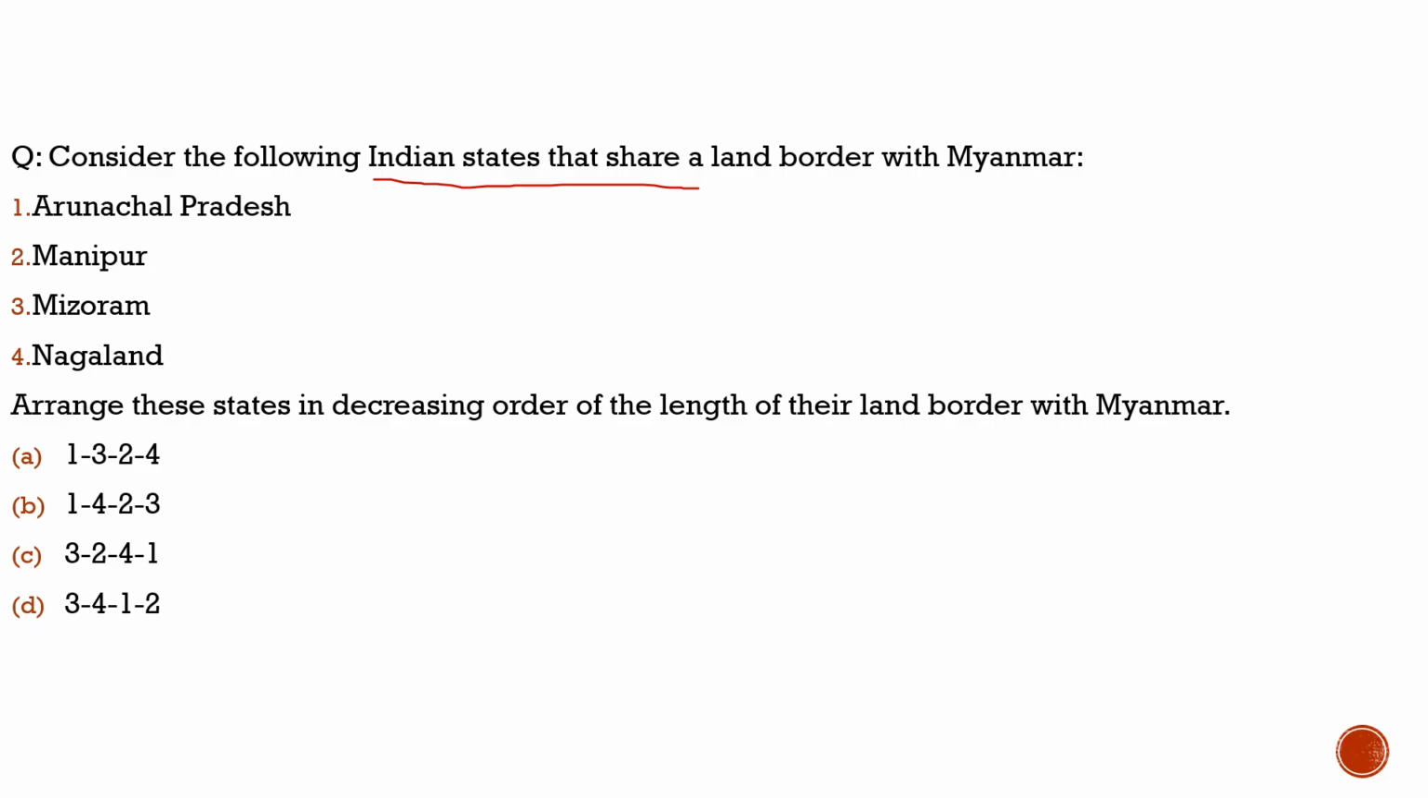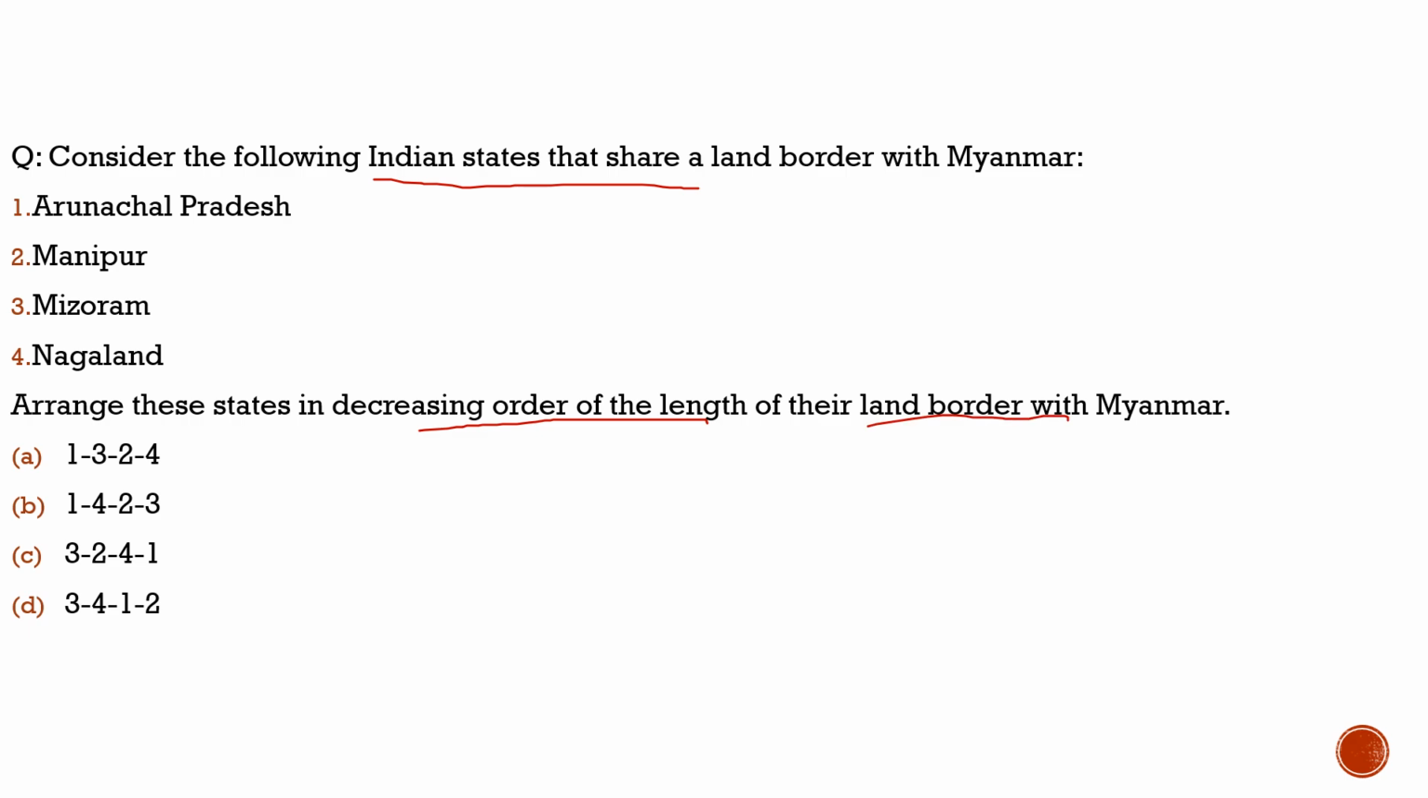Here the question says, consider the following Indian states that share a land border with Myanmar. Arrange these states in decreasing order of the length of their land border. So here we have to arrange them in decreasing order of the length of their land border with Myanmar. So let's solve the question here.